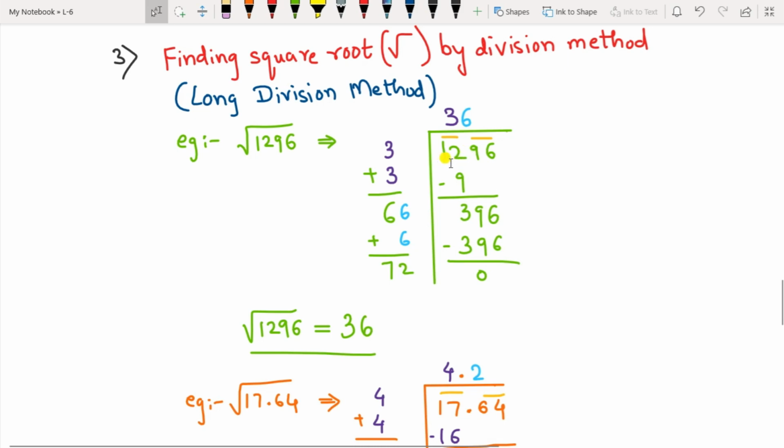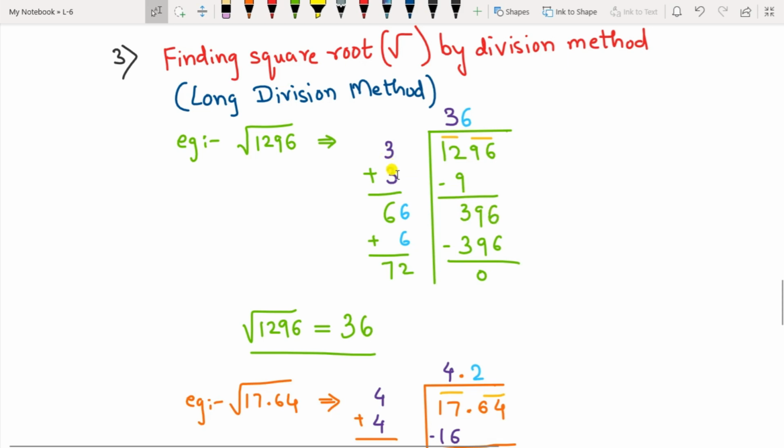So this is 12. The first number is 12. The number nearest to 12 according to the square tables is 3 3s are 9, because 4 4s are 16, which becomes greater. So you take 3 3s are 9, and you write 3 here. Subtract 9 from 12, you get 3 as remainder. Then bring 96 down together, so it becomes 396. Okay.